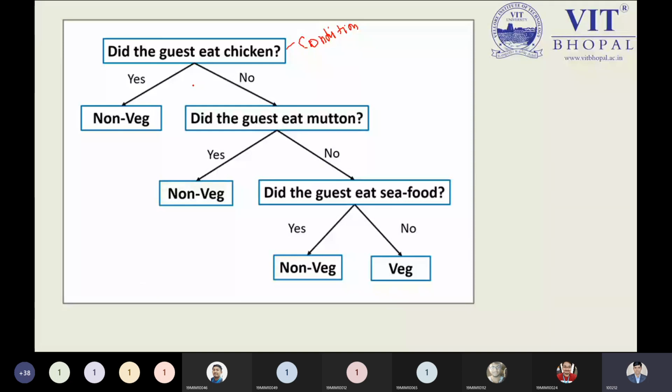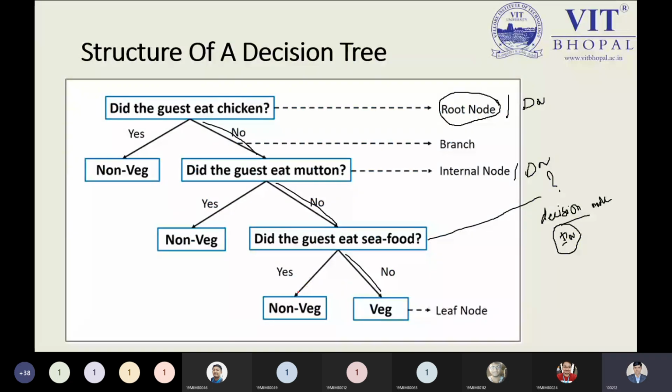So what you are doing is making data, making information from the classification. Did the guest eat mutton? Yes or no? Finally, did the guest eat seafood? Finally, it is observed that each and every time the guest is saying no, no, no. So finally he is a veg person. If even once he says yes, he will be considered into the non-veg category.